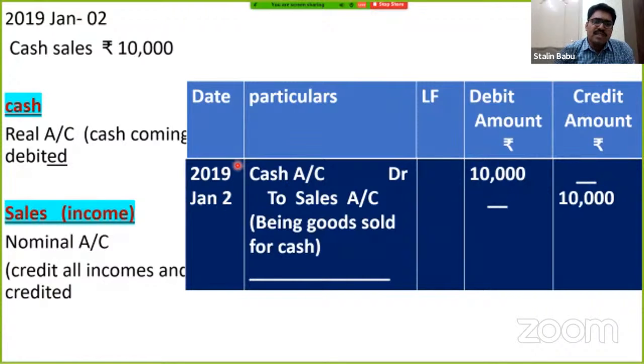In the particulars column, write the name of the account debited and the name of the account credited. So what is the name of the account debited here? Cash account. Cash account debit to sales account. What is the entry? Cash account debit to sales account. What is the amount? 10,000. Write 10,000 in the debit column against cash account, and write 10,000 against sales account in the credit column. So the narration is: being goods sold for cash.